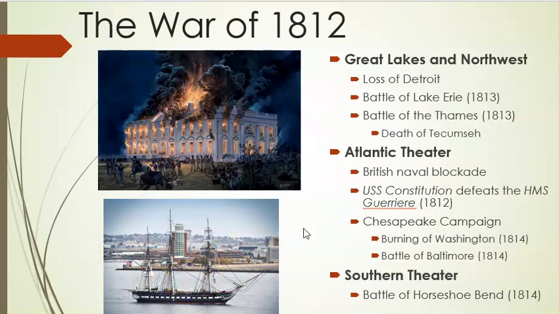So let's talk about the Chesapeake campaign, where the British just wreaked havoc in the South and burned down the White House. And there's a battle in Baltimore. They burn down the White House, and then there's a theater in the South, the Battle of Horseshoe Bend, where Jackson is there and he gets natives to fight against each other, and gets a victory.